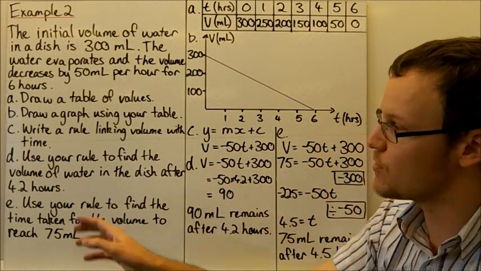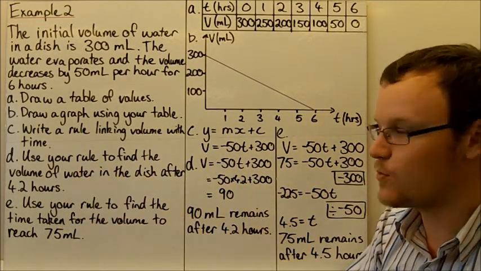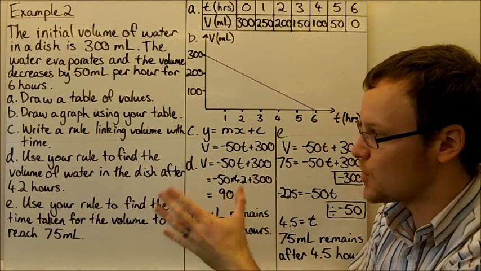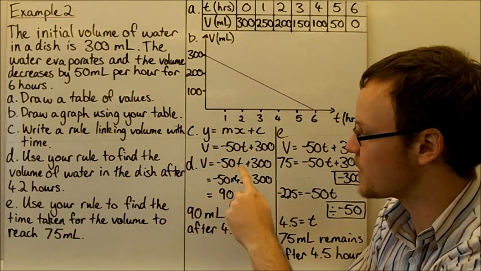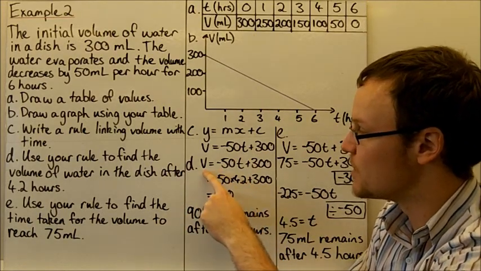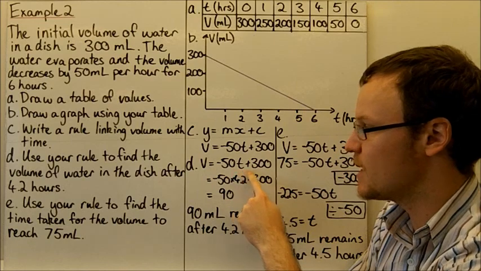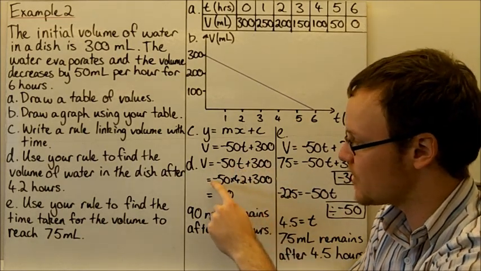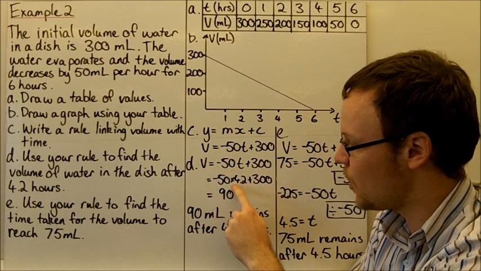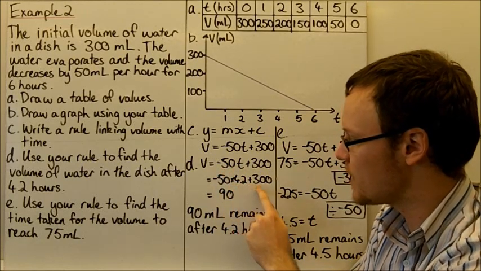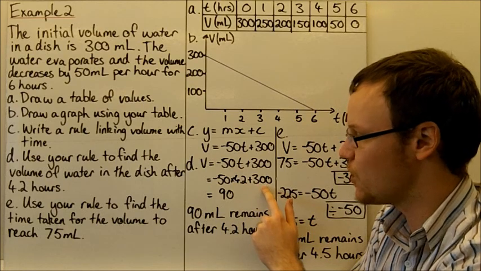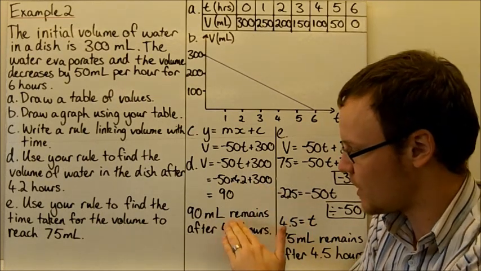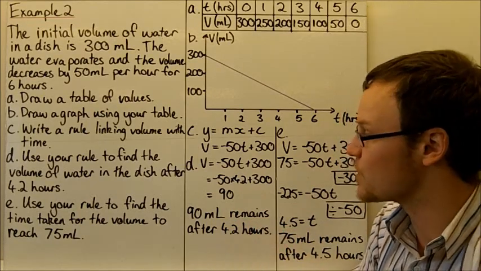D, we need to use our rule to find the volume of water in the dish after 4.2 hours. So we know the time is 4.2, and we can substitute that into our rule. Our rule V equals minus 50t plus 300. We can substitute in 4.2, so that will be negative 50 times 4.2 plus 300, and that's equal to 90. So 90 millilitres will remain after 4.2 hours.